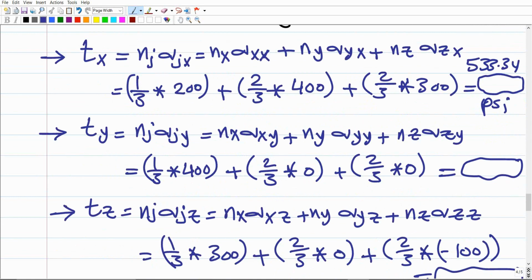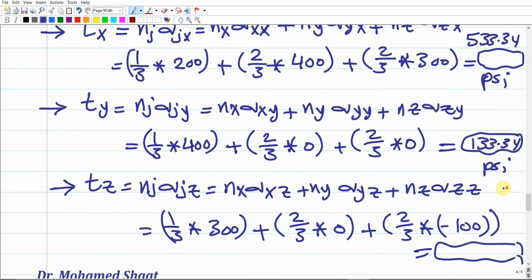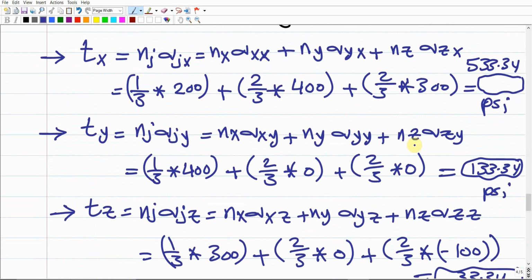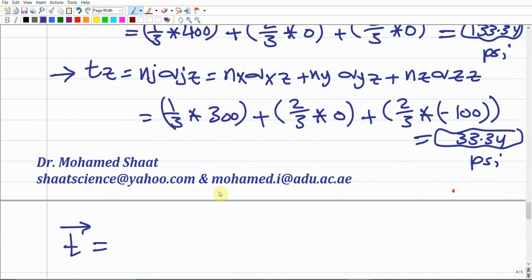How about this value? It is gonna be 400 divided by 3. This is gonna give us 133.34. Again, the unit is gonna be psi. How about this value? It is gonna be 100 negative the 200 divided by 3. This is gonna give us 33.34 psi. Then our objective is just to write these components in the vector form.